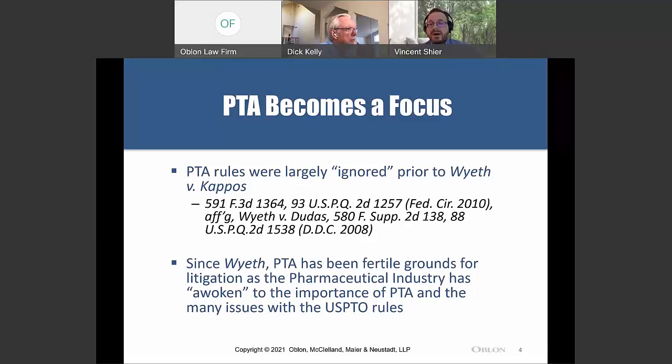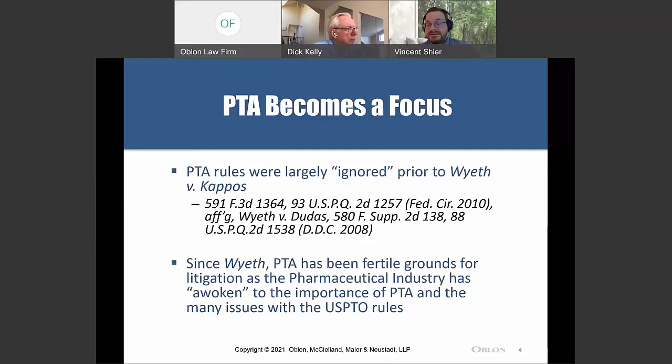In Wyeth v. Kappos, the Patent Office was asked to look at a rule of how the Patent Office was treating double counting of days for purposes of what we call the A and the B delay. And the Federal Circuit found that the Patent Office was wrong. They disagreed with how they were calculating it. And since Wyeth, it touched off a number of different types of challenges against the U.S. Patent Office's rules for calculating the patent term adjustment.